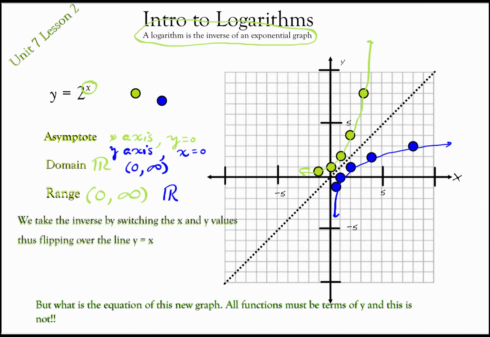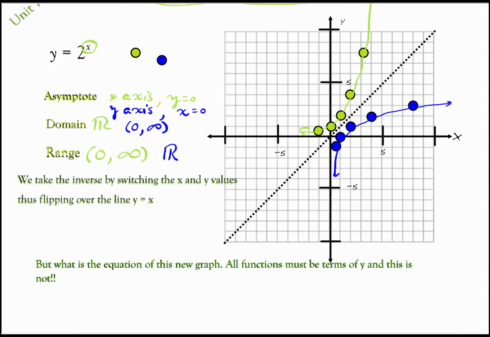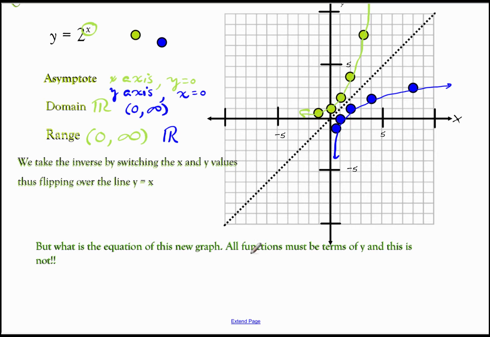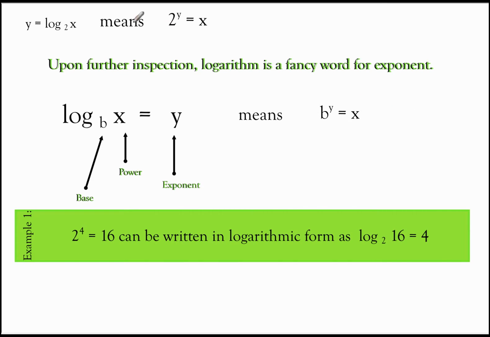All right, so that brings us to our next question. What's the equation of this blue line? All functions must be in terms of y, because we want to see what the independent variable x does to y. So this was y equals 2 to the x. And if I did the inverse of that, well, that means switch x and y. x equals 2 to the y. And there's where our problem arises. It's solved for x. It's not solved for y. Well, we write that a new way. y equals, and here's your new word, log base 2 of x.